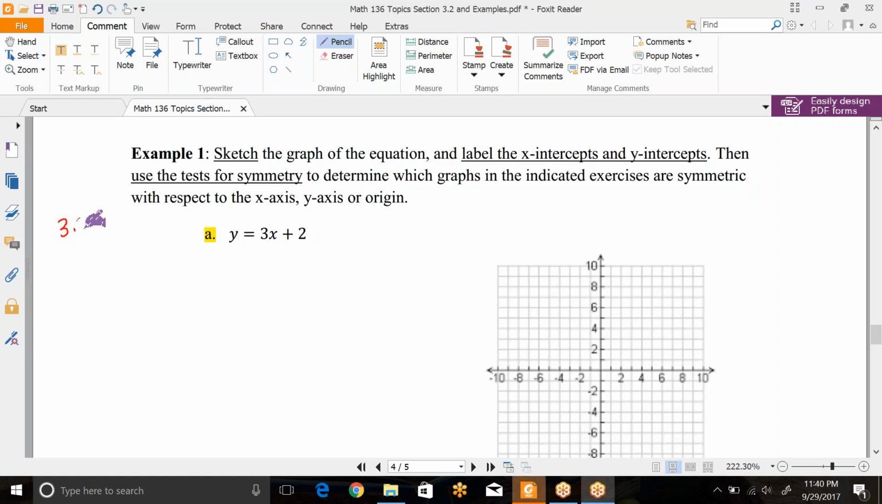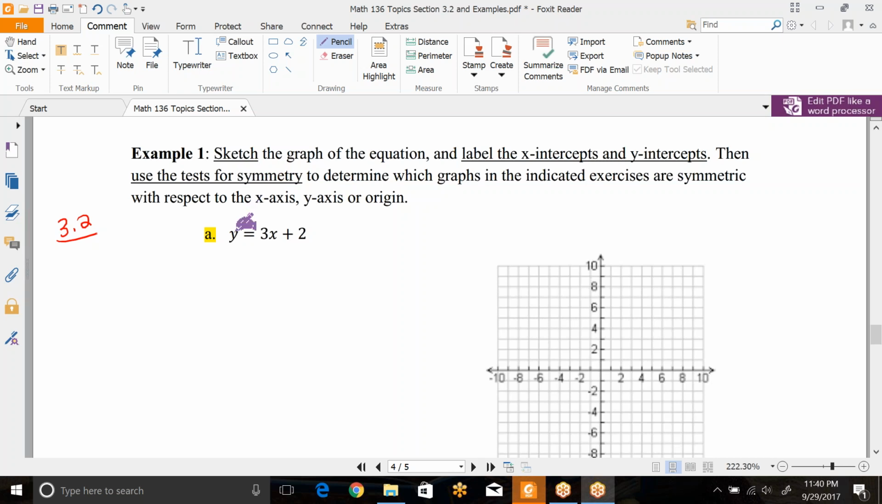All right, this is the remaining examples from the 3.2 notes. It says sketch the graph of the equation and label the x-intercepts and y-intercepts. Then use the test for symmetry to determine which graphs in the indicated exercises are symmetric with respect to x-axis, y-axis, or origin. I will show you how to algebraically show the test for symmetry for each one, but you should be able to see symmetry from the picture, and that's all we require that you know how to do for the exam.